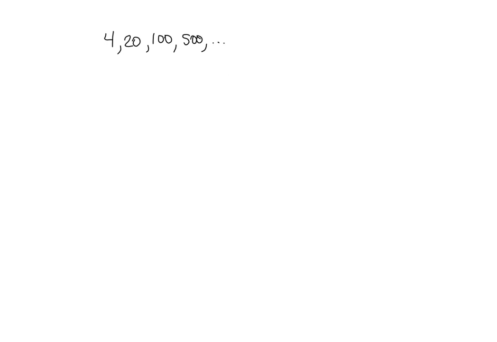So we want to write the rule for the nth term, and then we want to find the 7th term, let's say. So we want to know what a sub n is equal to, and we want to know what a sub 7 is equal to. What's r here? 5. 500 divided by 100 is 5. 20 divided by 4 is 5. So a sub n is equal to a1 times r to the n minus 1 power. Is that the same thing as 20 to the n minus 1?